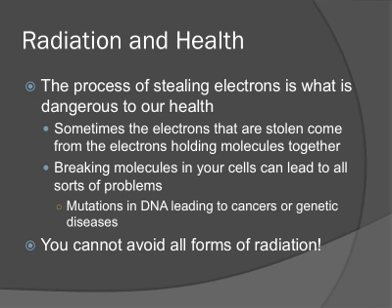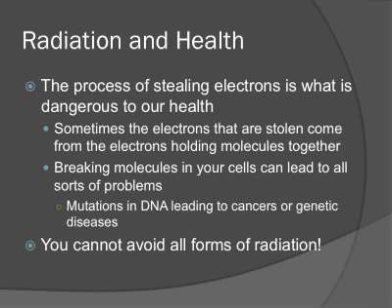All right, so this is the process that's dangerous. So the process of stealing electrons is what affects our health. Emitting an alpha particle is not that big of a deal. It's the electron shifting back and forth that is what causes damage to your cells and to your skin and so on and so forth. Sometimes the electrons that are stolen come from the electrons holding your molecules together. Well, if you break the molecules in your DNA, that's bad. Okay? Your DNA is held together by hydrogen bonding. If you're breaking some of those bonds, you're going to be altering your DNA, essentially.